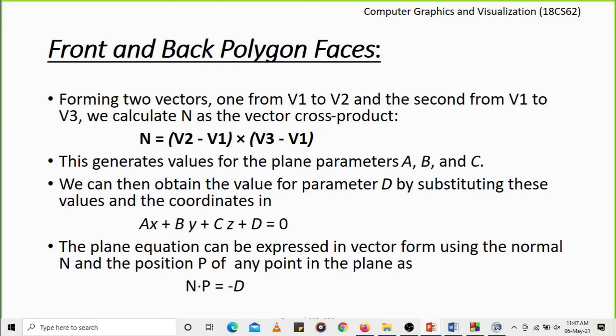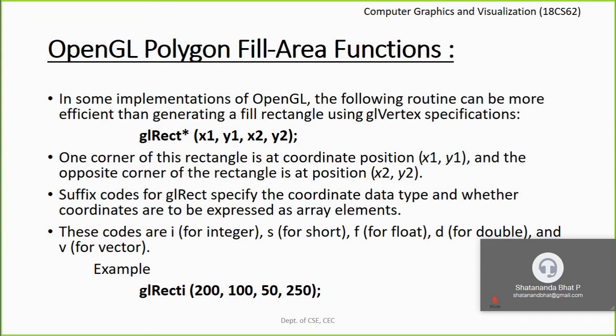Now there is one more way in which we can specify the plane equation. The plane equation can be expressed in the vector form using the normal n and the position p of any point in the plane, given as n dot p equals minus d. You can use the dot product of two vectors, the normal vector n and the position of any point p. So n dot p should be equal to minus d. So this is one more way of expressing the plane equation using the normal n and any position p on the plane.